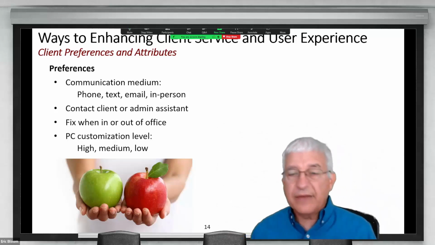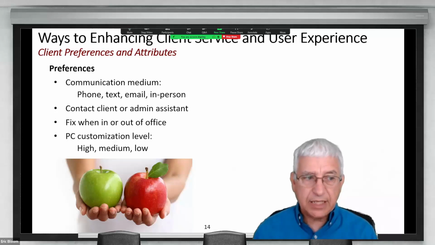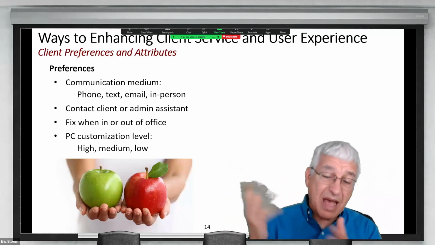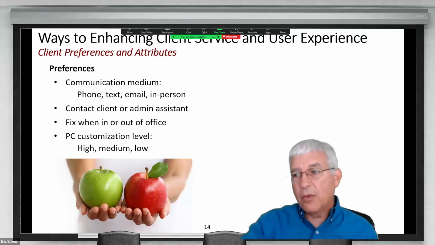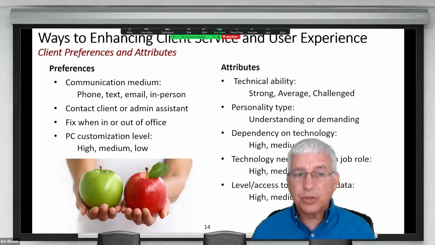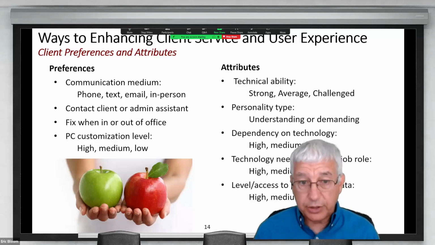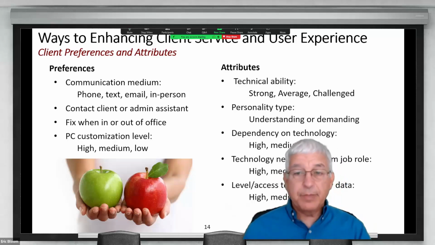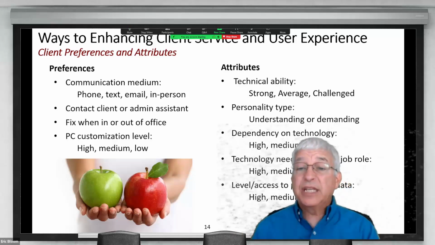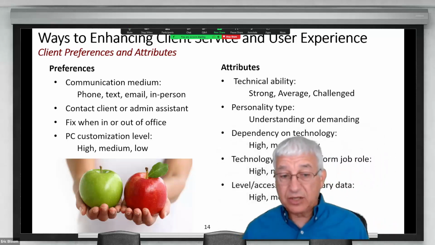What is their level of customization on their PC and just what they want? Is it high? They want it exactly how they want it. Medium, fix a couple of things. Or low, whatever comes out of the box is fine. And then what are their attributes? Technically, are they strong or are they really challenged by technology? Do they tend to be more open and understanding or more demanding? Based on their job, what is their dependency on technology?